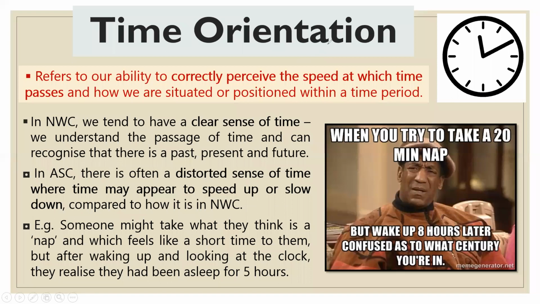Orientation means position, like the orientation of a compass, for example. So time orientation is how you feel like you're positioned at any point in time with reference to your state of consciousness. Position means how you feel like time is passing. Perceive means judge. Do you feel like time is passing very quickly? Do you feel like time is passing slowly?